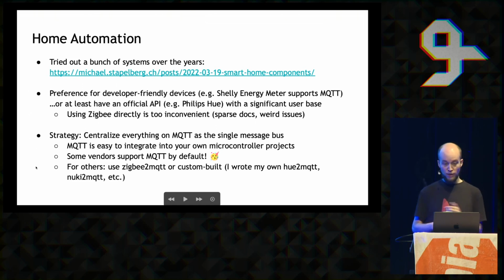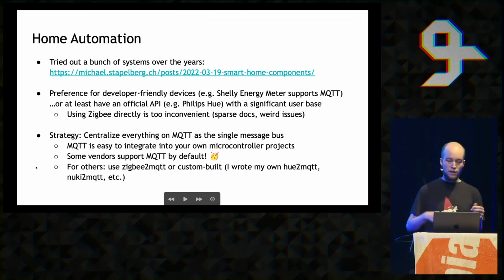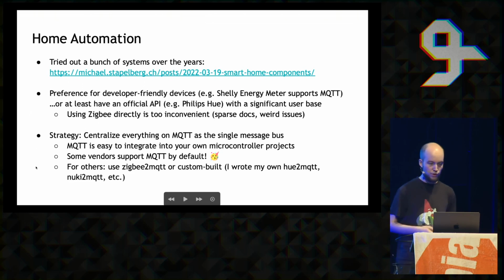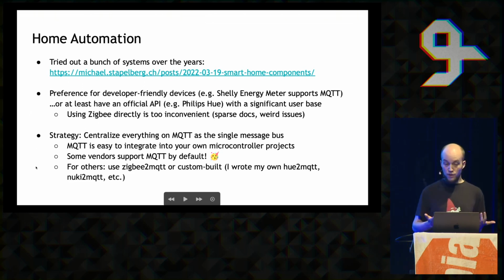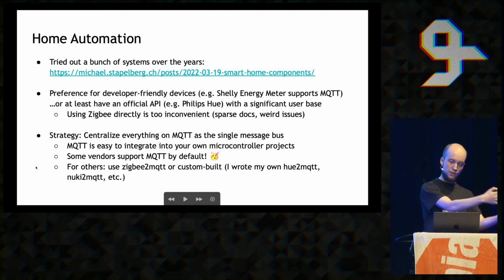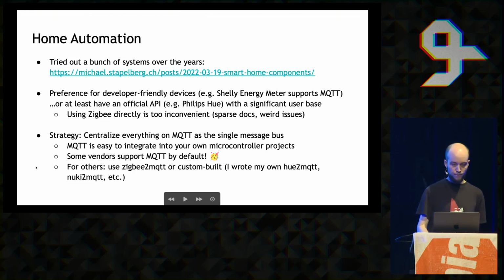So my strategy, as I explained earlier, is to centralize everything onto MQTT as the single message bus, because MQTT is so easy to integrate also in your own microcontroller projects. If you build an Arduino project, you can just add a library, and in a couple of lines you will have integrated that into MQTT. Similarly, it's easy for vendors to add MQTT to their products. For other things that don't support that, you can either use something off the shelf, like Zigbee to MQTT, which is a very popular component that maps many devices onto MQTT, or you can custom build something. For example, I wrote my own Hue to MQTT and Nuki to MQTT and so on.